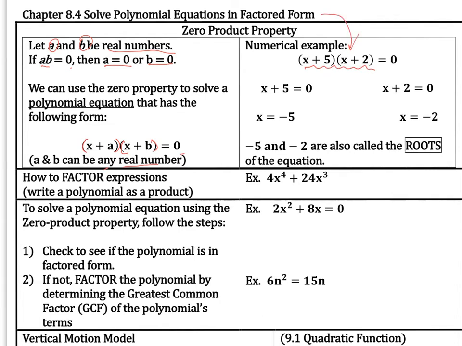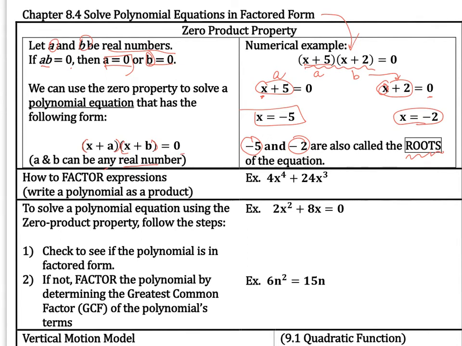Okay, so we have one factor, a, here, x plus 5, and another factor, b, x plus 2. So I can set x plus 5 equal to 0 according to the zero product property. So this would be my a. And then I can solve for x, and that would equal -5. And the same thing goes for x plus 2. I can let that be b. I can let it equal 0, and then solve for x to get -2. Therefore, -5 and -2 are also called the roots of the equation.